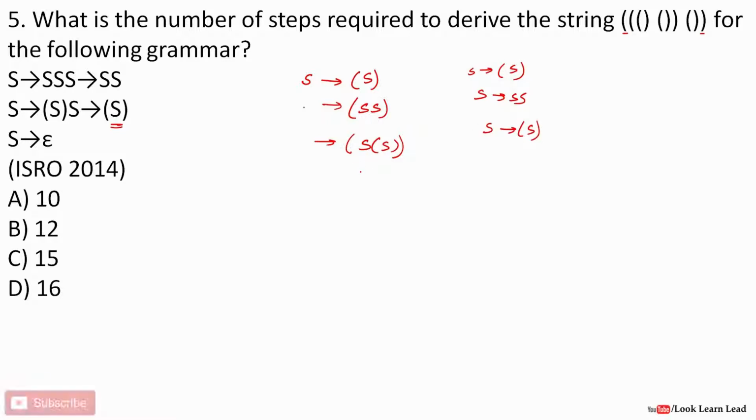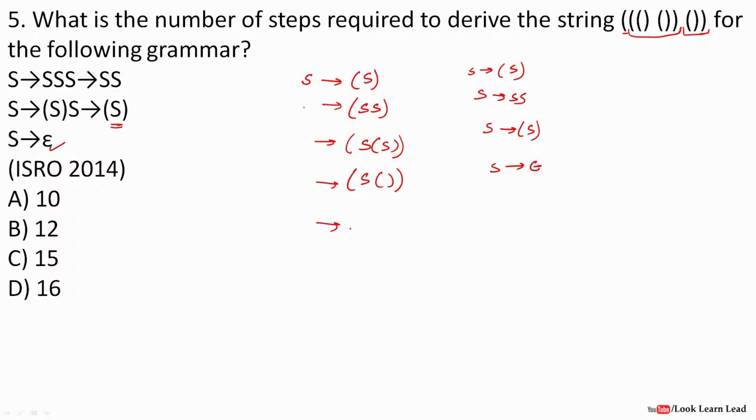Now we would be expanding the other one. So we would be substituting this S with epsilon, so S derives epsilon. Till now we have computed this much, and this is remaining. So in place of S we want this. Now let's go on to the next step.